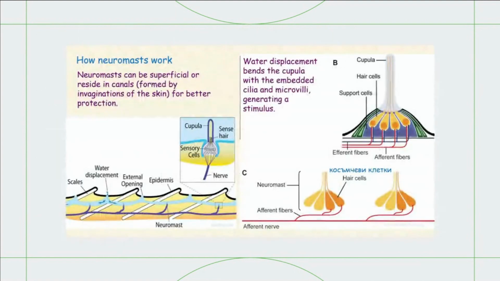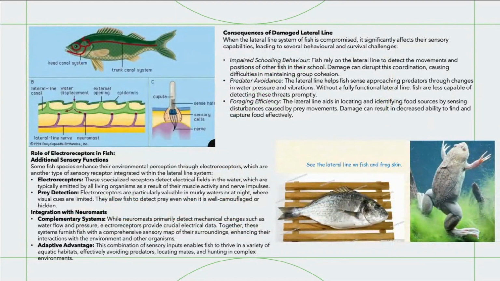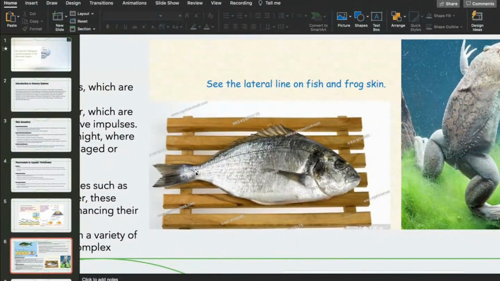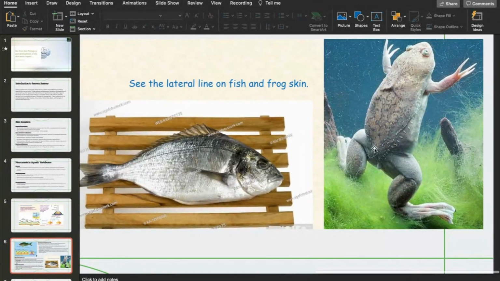Okay, so the lateral line system, I think I had a picture. It's the trunk canal system, but the lateral line system is technically there. So here, you can see the lateral line. This is what's known as the lateral line right here. You can see that in fish. You can also see it in the amphibians right here.